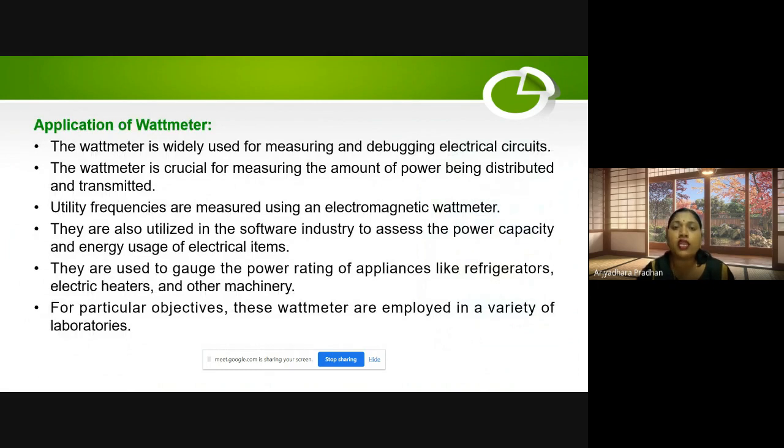Now, applications of the wattmeter. The wattmeter is widely used for measuring and debugging electrical circuits. It is also used for measuring power being distributed and transmitted. Utility frequency is measured using an electromagnetic wattmeter. They are also utilized in industry to assess the power capacity and energy usage of electrical items. They are used to gauge the power rating of appliances like refrigerators, electric heaters, and other machinery. These wattmeters are also employed in a variety of laboratories. So this shows that there are different applications of the wattmeter.